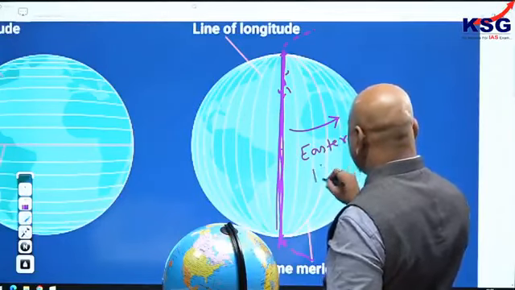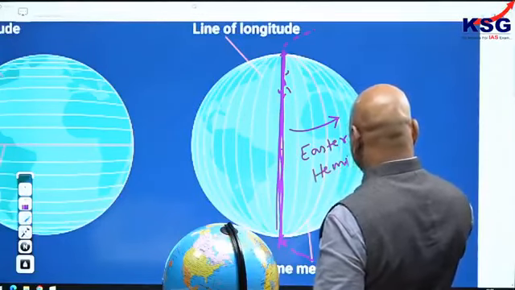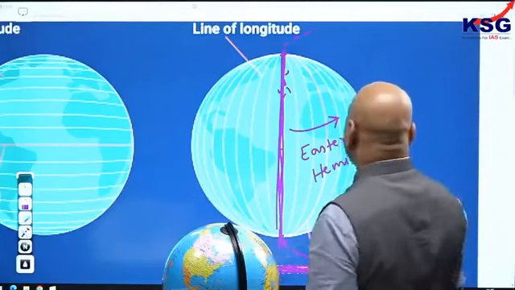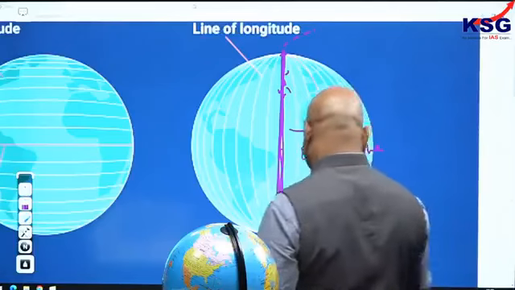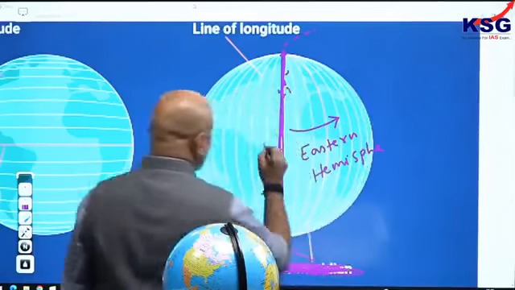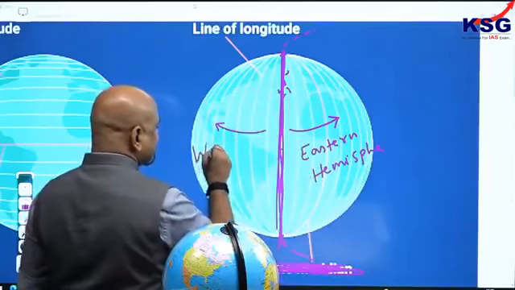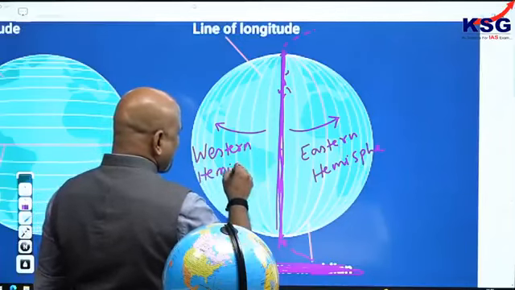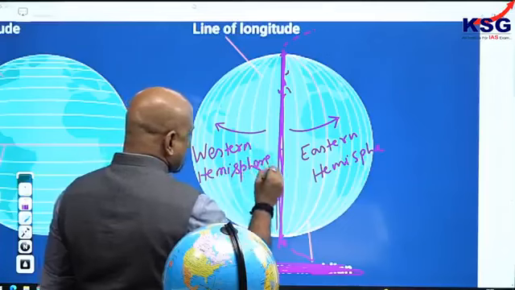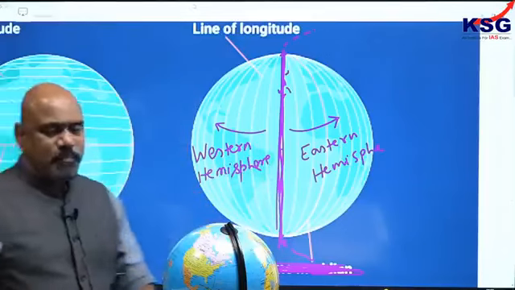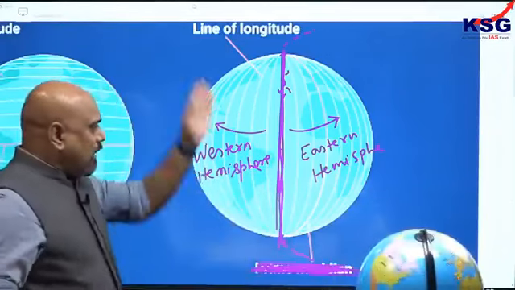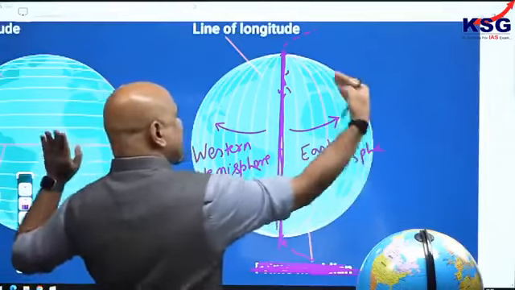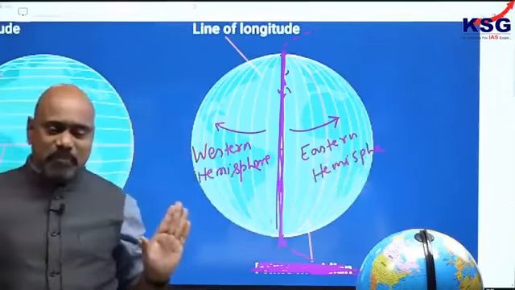So what I am saying is, right hand side of this is known as eastern hemisphere. Okay, eastern hemisphere. Right hand side is eastern hemisphere. Left hand side is western hemisphere. Eastern hemisphere and western hemisphere, two parts. I caught this. My right side is eastern part. If I will face like this, right is eastern part, left is western part.